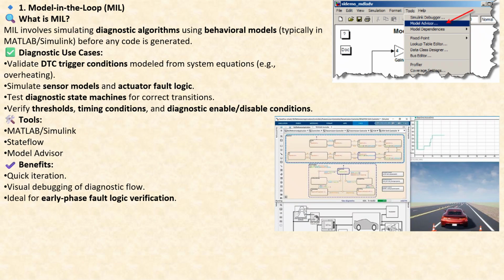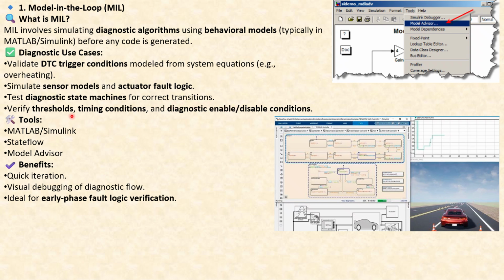So when it comes to model in loop, what is model in loop? Model in loop involves simulating diagnostic algorithms. You simulate the diagnostic algorithms using behavior models, typically in MATLAB or Simulink, before any code is generated. And next come the diagnostic use cases, where you validate DTC trigger conditions modeled from system equations, simulate sensor models and actuator models, and test diagnostic state machines for correct transitions.